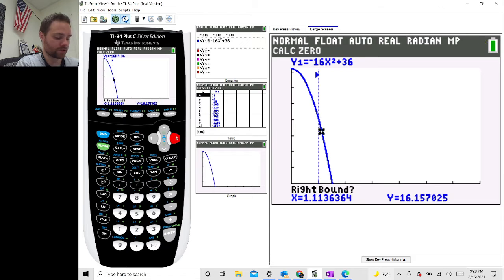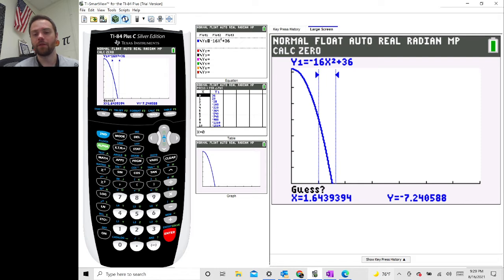And then I'm going to move my cursor to just past where it hits the x-axis, so it's going to disappear out of reach. You'll notice that the y value went negative. Then I'm going to hit my right bound. What I'm doing is telling the calculator to compare values until you find 0. Between those two values, between 1 and 1.6, it's going to look for the value of x that makes the entire equation 0.